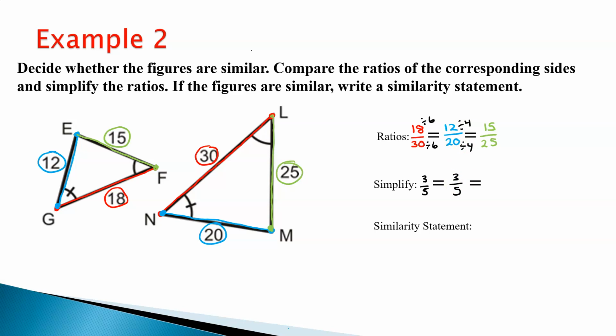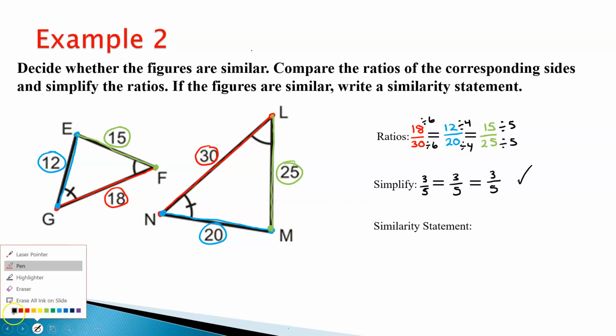I have to do that one more time, and hopefully that last fraction is 3/5. So take a look. We have 15 divided by 25. I can simplify top and bottom by 5. 15 divided by 5 is 3. 25 divided by 5 is 5. And take a look, that actually checks out. 3/5 is equal to 3/5 is equal to 3/5. These figures are actually similar. So let's go ahead and write that statement.